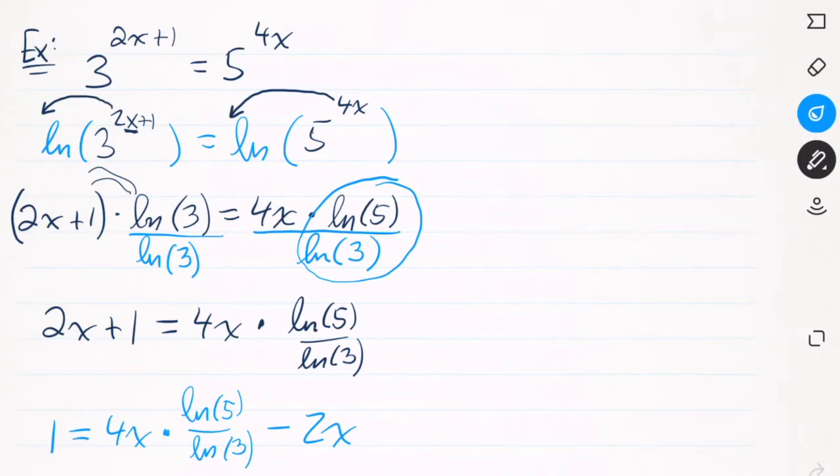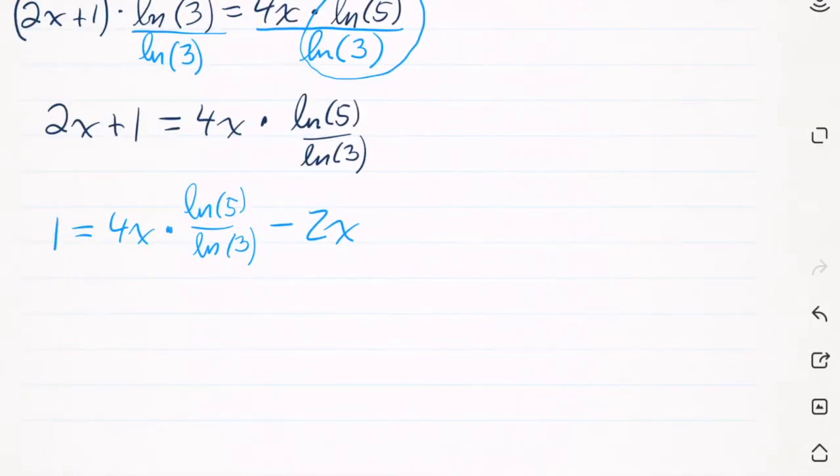Okay, so at this point, a lot of people are going to change that ln of 5, ln of 3 into decimals. If you do, keep about 3 to 4 decimal places to make sure you don't run into a lot of rounding error. I'm going to keep all the terminology exact for a little bit. So what do these two terms have in common? Well, they have an x in common, so I can factor it out.